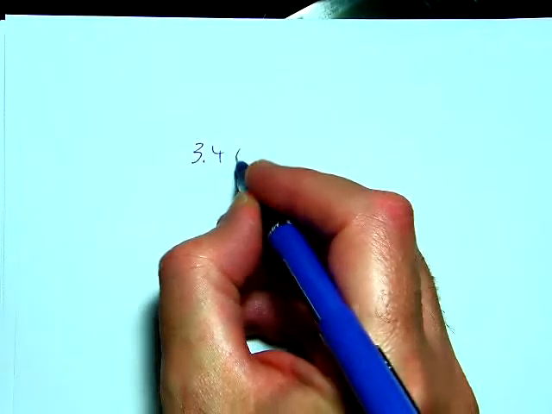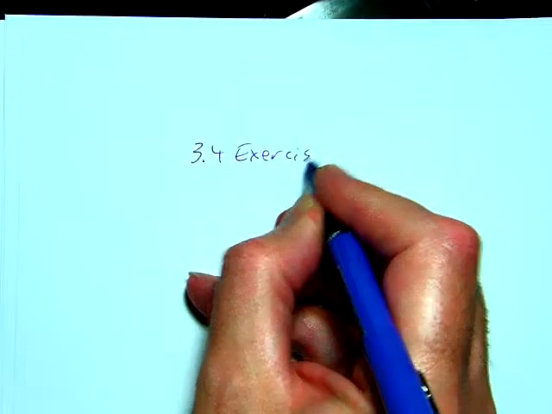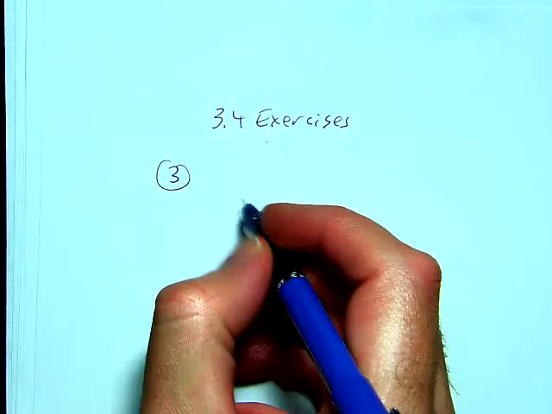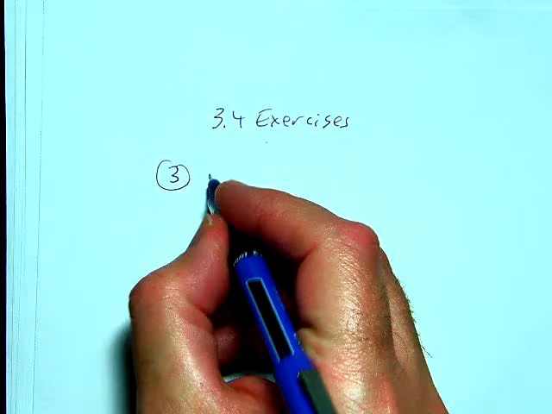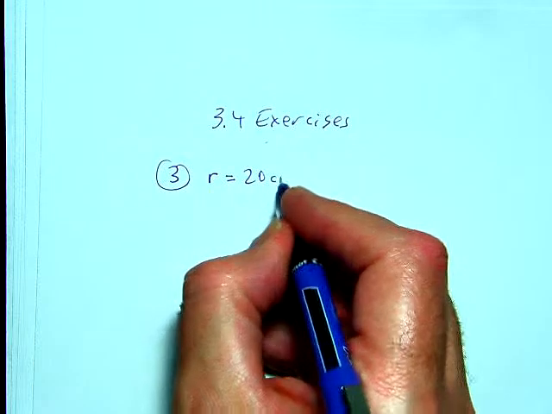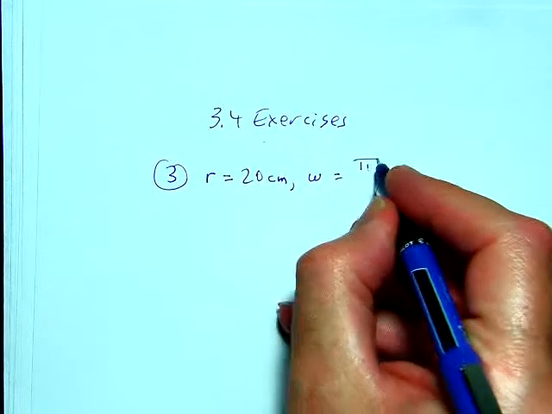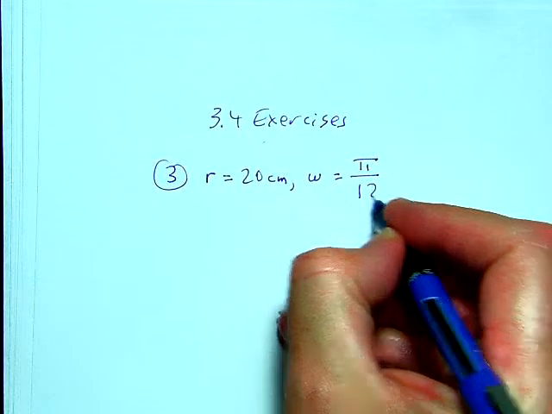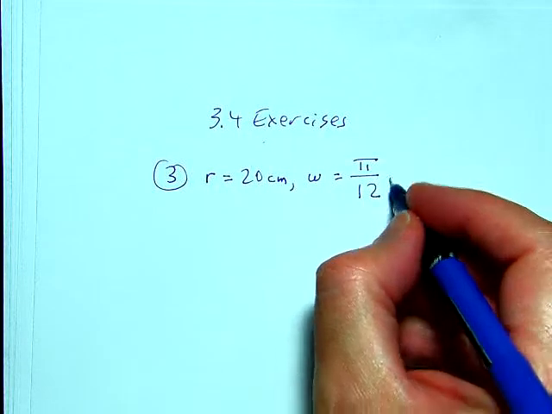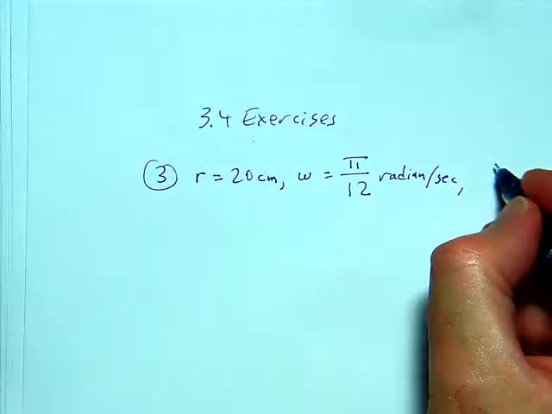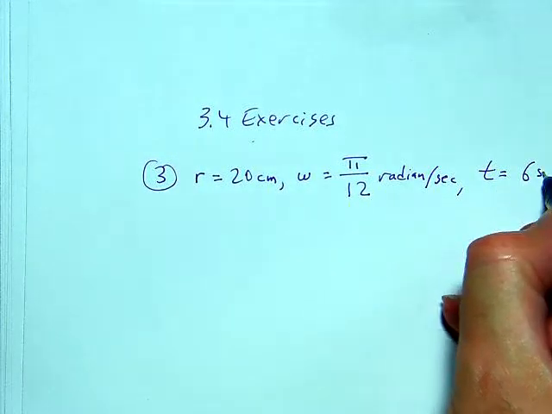So let's start looking at the exercises in Unit 3.4. Let's look at exercise number 3. The question is here, we're given that the radius is 20 centimeters. The angular velocity, which is denoted by omega, is given as pi over 12 radian per second, and time, or t, is equal to 6 seconds.